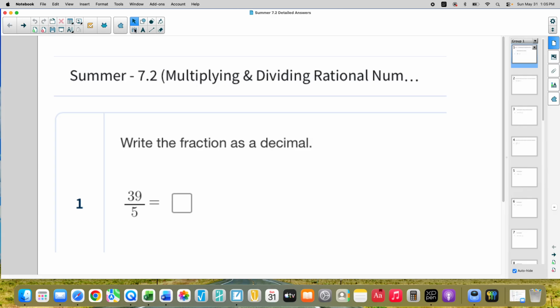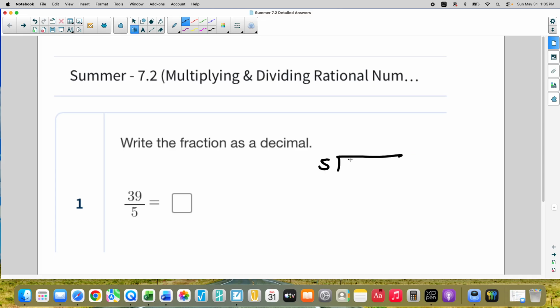So the first thing that we're working on here is we're going to convert a fraction to a decimal. We always put the denominator into the numerator. We place our decimal point. 5 doesn't go into 3. 5 goes into 39 7 times.